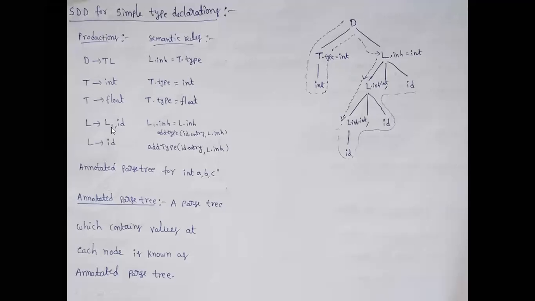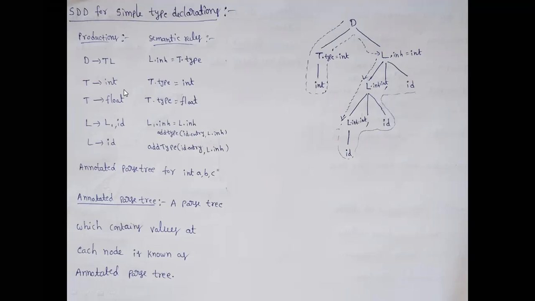And L produces L1 comma ID. So here L1 dot inherited equals L dot inherited. So here L dot inherited value ni L1 dot inherited ki assign చేస్తున్నాం. And L produces ID. So this is the add type of ID entry, L dot inherited. Okay, so these are the semantic rules for the given productions.